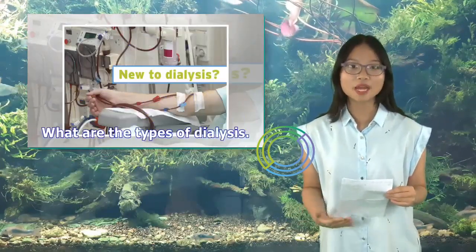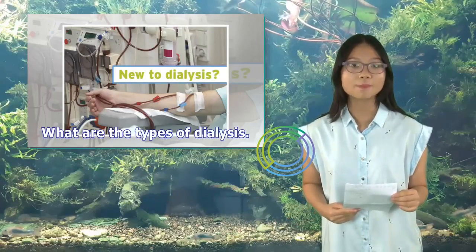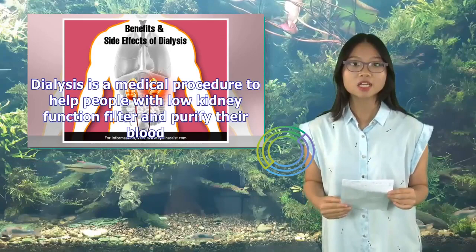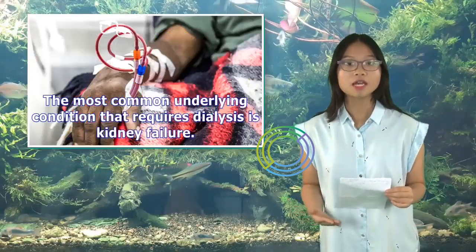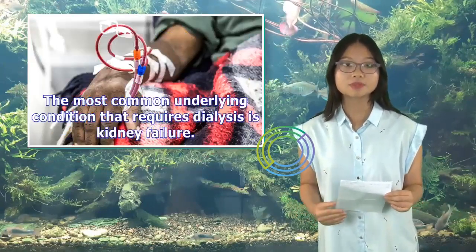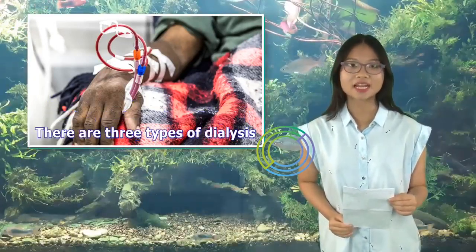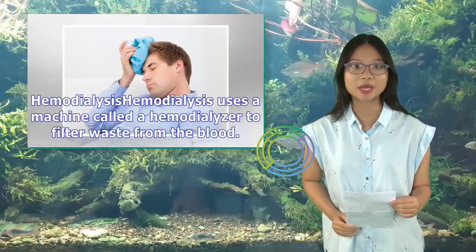What are the types of dialysis? Dialysis is a medical procedure to help people with low kidney function filter and purify their blood. The most common underlying condition that requires dialysis is kidney failure. There are three types of dialysis.